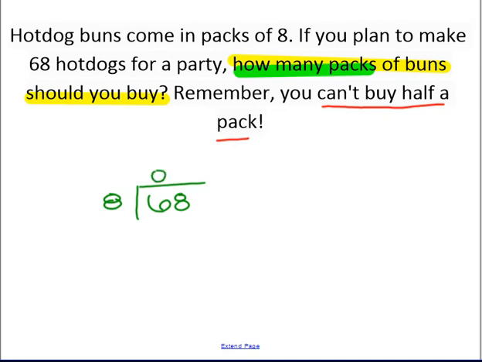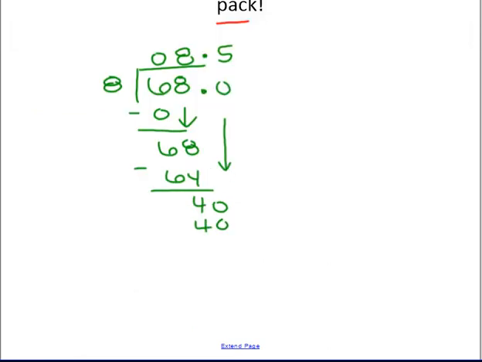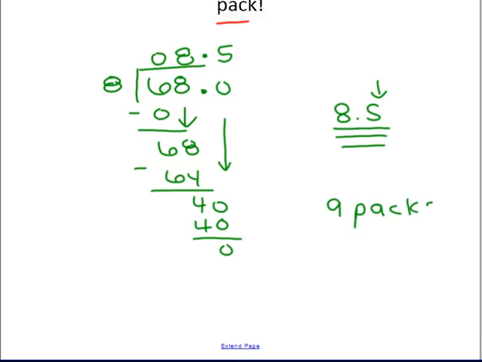8 goes into 6, 0 times 8 is 0. Subtract 6, bring down the 8. 8 goes into 68, 8 times. 8 times 8 is 64. Subtract 4, add a decimal, pop it to the roof, add a 0, bring it down. 8 goes into 40, 5 times, evenly. So I get 8.5, but I can't buy half a pack. So I need to buy 9 packs.